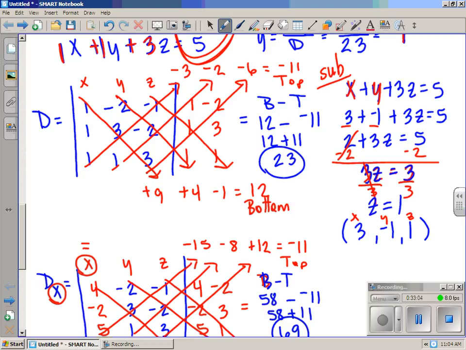To find the determinant of a variable, you simply replace that variable column with the equal numbers. And then usually to find the last variable, we shorten it and use a little bit of substitution. And that is how you solve determinants.